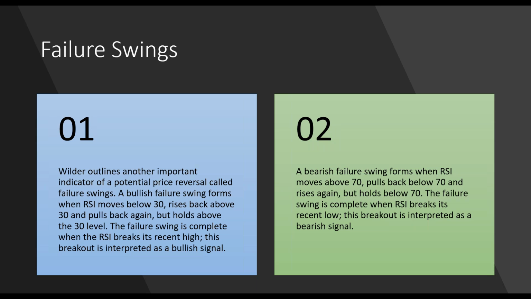A bearish failure swing forms when RSI moves above 70, pulls back below 70, rises again, but holds below 70. So in other words, it breaks above the 70 level, falls back below, and reverses and comes back up, but it can't break above that 70. This failure swing is complete when RSI breaks its recent low. This breakout is interpreted as a bearish signal.